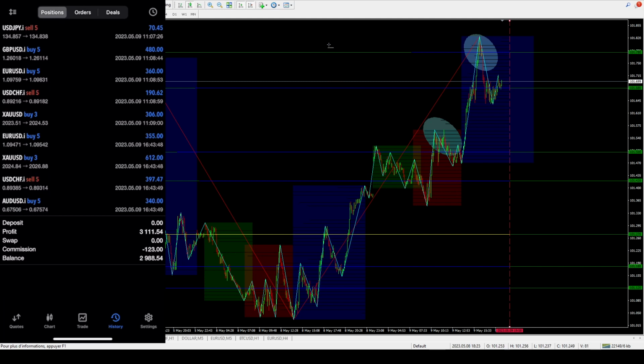So first, for the sake of explanation, what you can see here are the sessions. What you see in blue is the US session, what you see in green is the Asian session, and what you see in red is the London session. What you see as bars here are the VP range indicator.